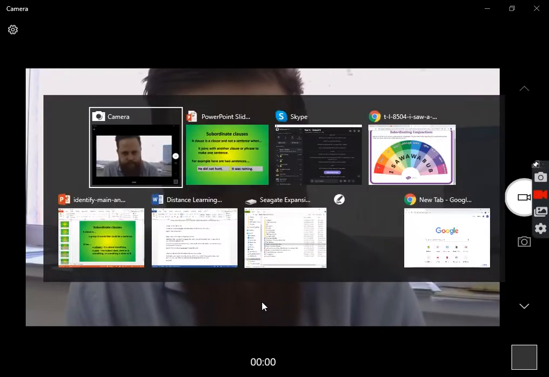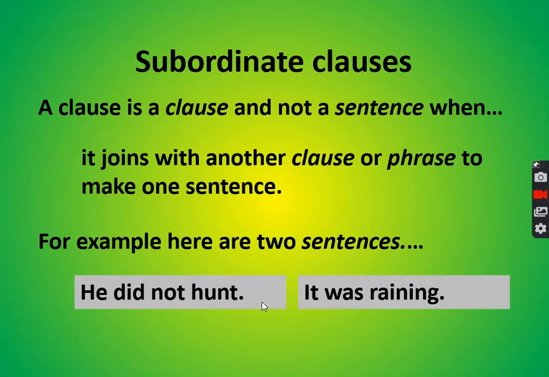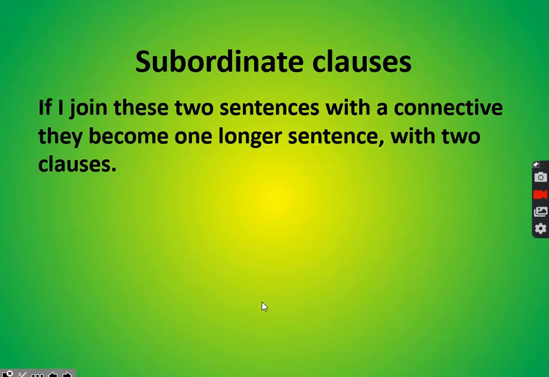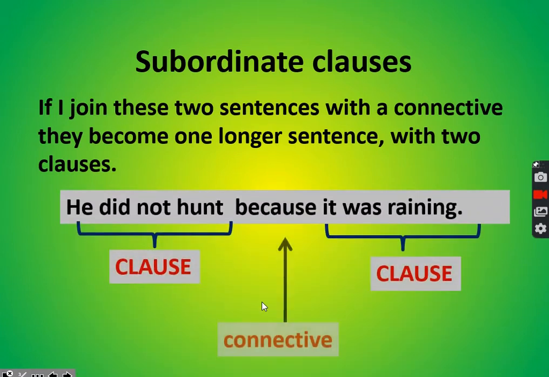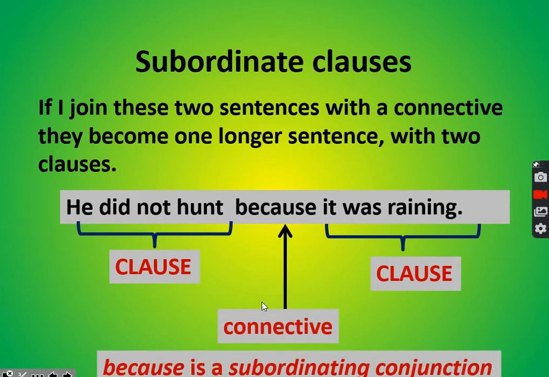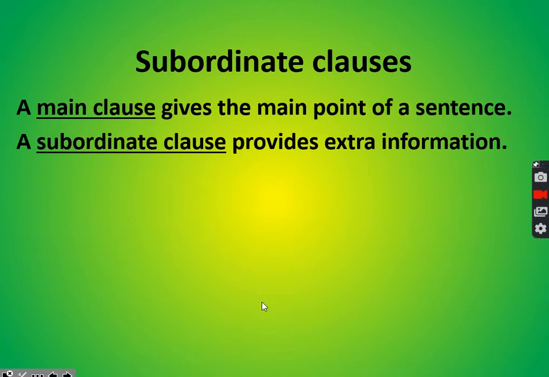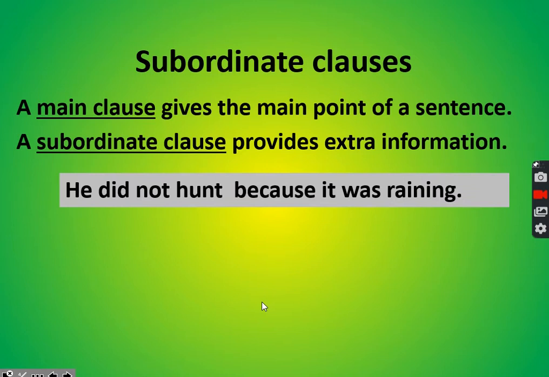So, on to our presentation, okay? And remember, subordinate clauses, they're extra information, okay? Here are two sentences. He did not hunt. It was raining. They're grammatically correct. They are two simple sentences. However, if I join them together to make one longer sentence, they become two clauses, joined by a subordinate conjunction. That is there.